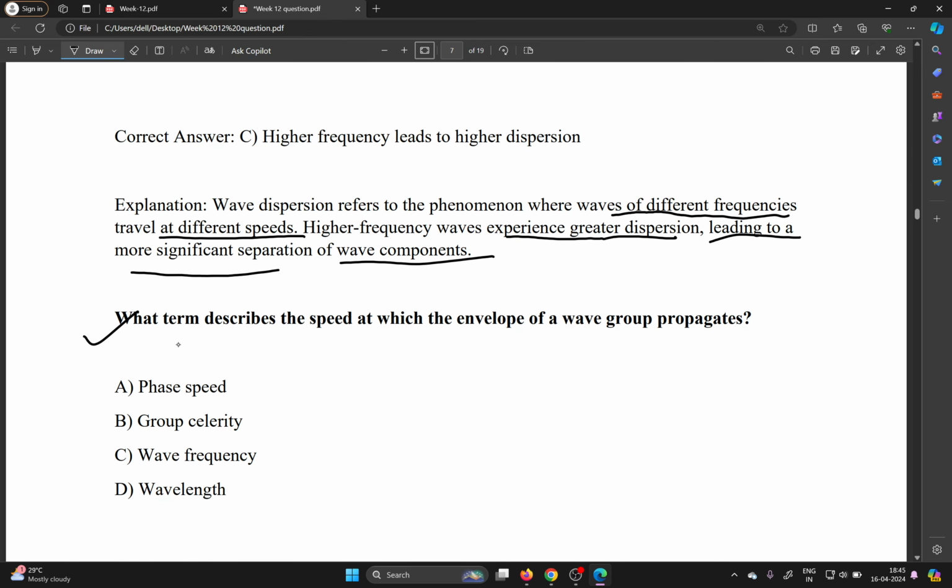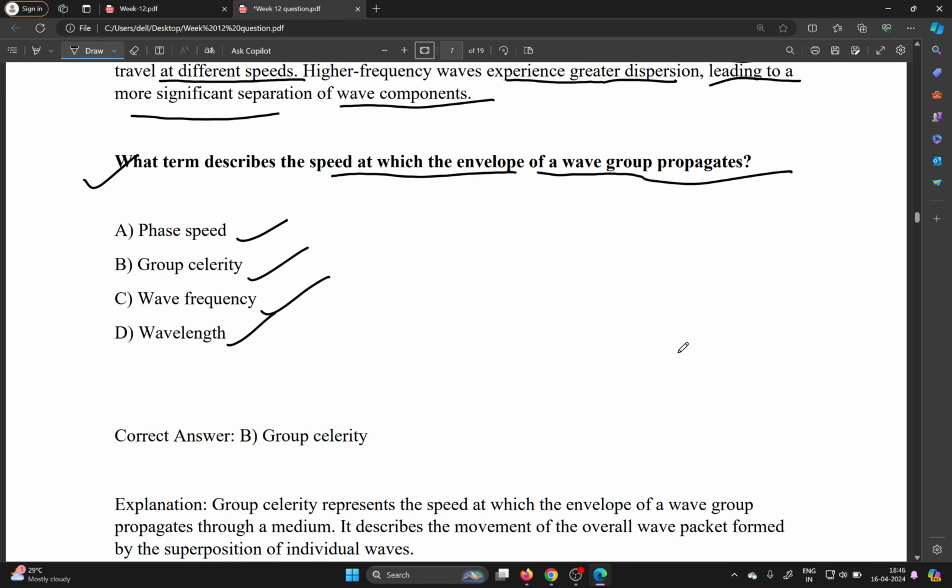What term describes the speed at which the envelope of a wave group propagates? Phase speed, group celerity, wave frequency, wavelength. Here we are talking about the envelope of a wave group. That is your group celerity. We discussed it previously also.